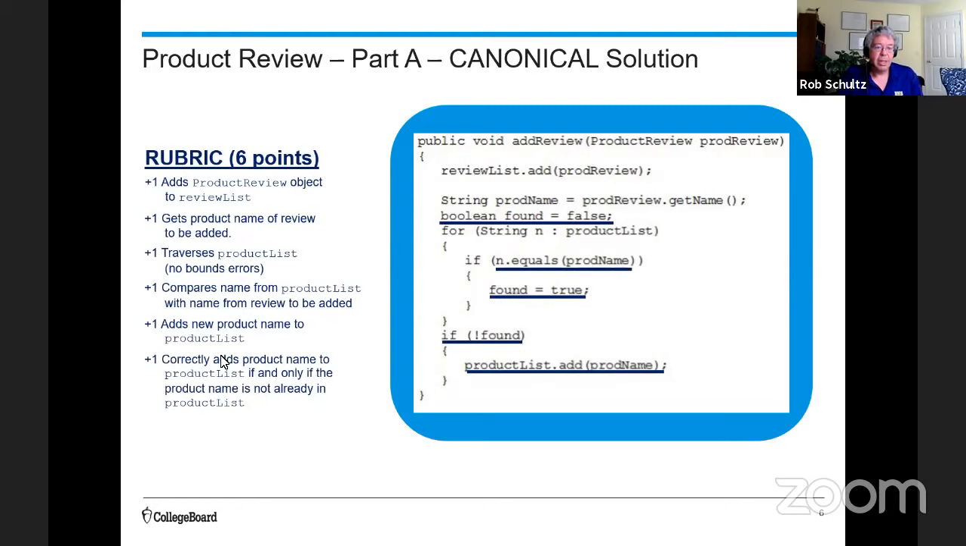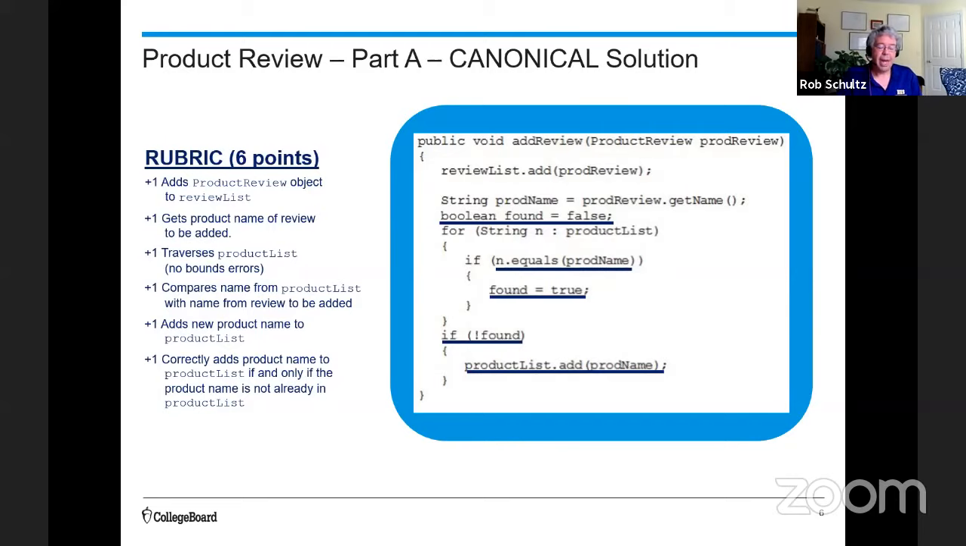And do we do it correctly? Do we correctly add product name to product list if and only if the product name's not already in product list? Well, in this case, we have a Boolean variable found that we set to false. As we go through our list of names, we compare each name to the name that we're looking for. And in the event we find a match, we set found equal to true. By the time we jump out of the for loop, if found is still false, then only then we add our name to product list. So those are the 6 points for the rubric.